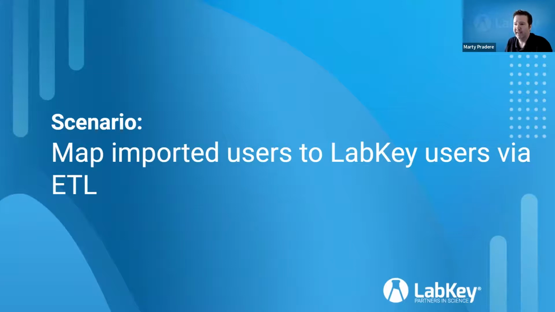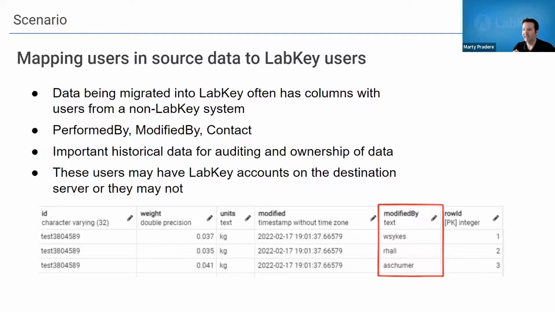Okay, so this one happens a little less frequently, but I've encountered it a few times recently, where you're trying to import data via an ETL into LabKey, and you have user data in columns that you want to align to a LabKey user. So kind of this scenario is what I talked about. You might have performed by columns, modified by columns, contacts. You might have some sort of ownership of that data, or ownership of the procedure that produced that data. And it often has this historical information that's important to have for auditing reasons.